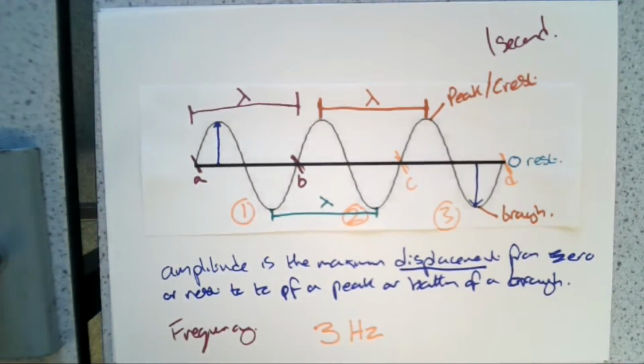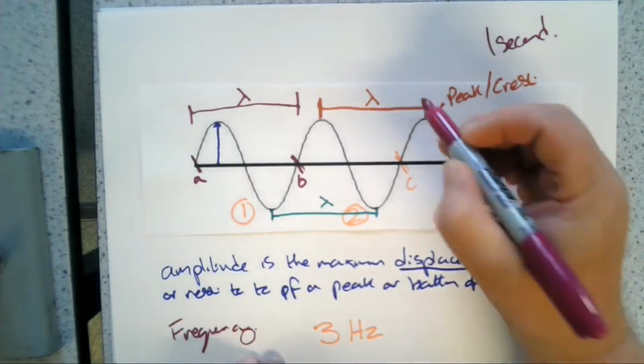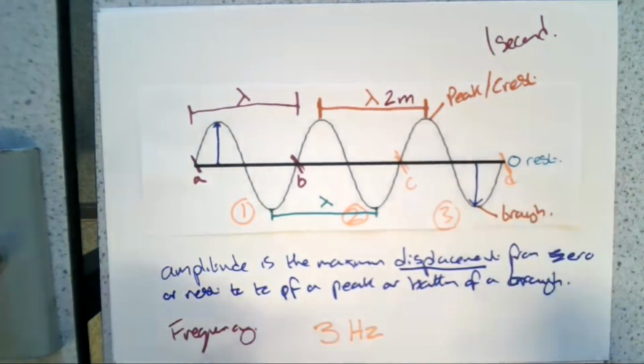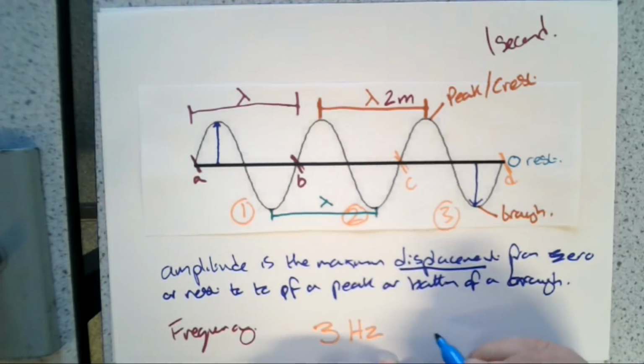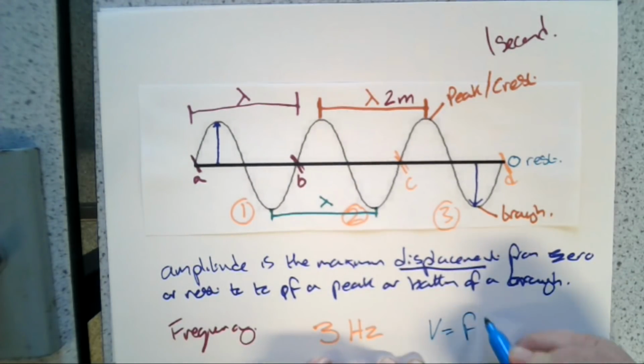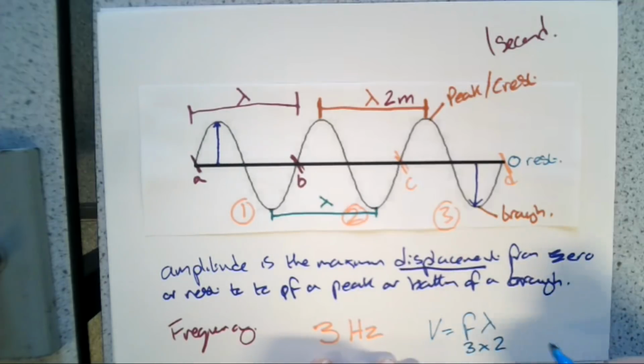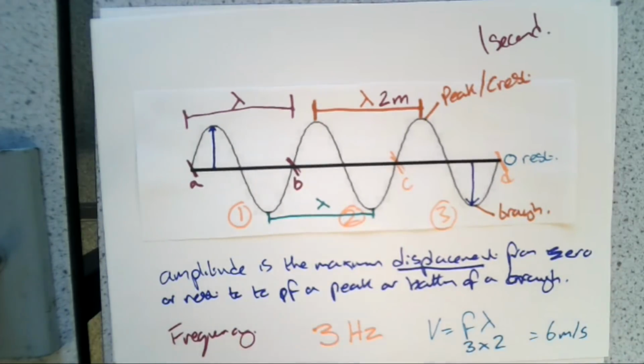So if, for example, I'd actually been told that the wavelength was 2 meters, I can then use my equation, V equals F lambda, to work out the wave speed. So if V equals F lambda, my frequency is 3 multiplied by 2. So 3 times 2 equals 6 meters per second. So that wave actually travels 6 meters per second.